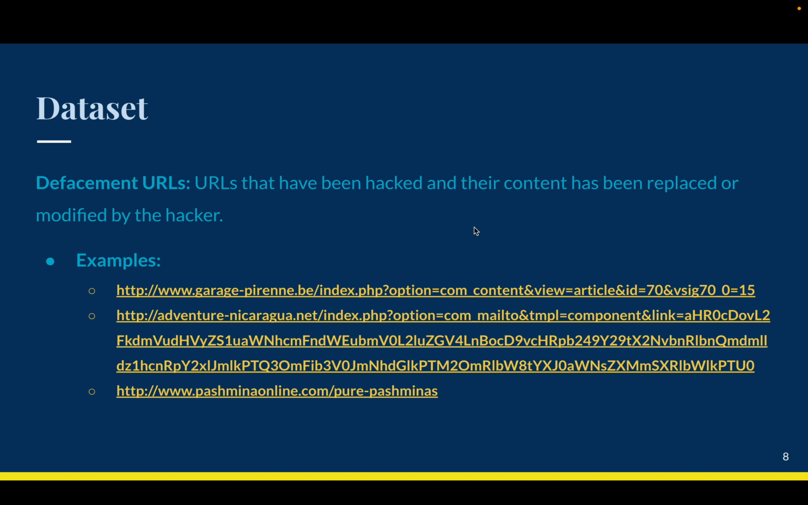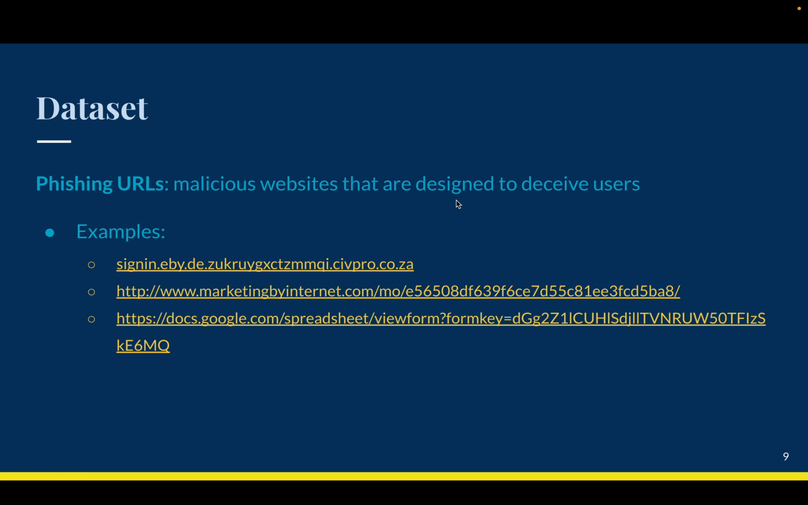Defacement attacks are a type of cyber attack where a hacker gains access to a website's backend and modifies its content or appearance to display their own message or image. Next is phishing URL. These are the kind of URLs that are used in phishing attacks, which are a type of social engineering attack where an attacker tricks a user into providing sensitive information, such as password, credit card numbers, or personal information.